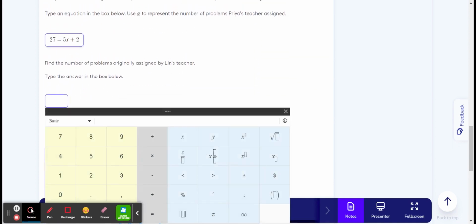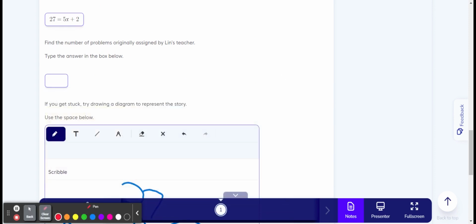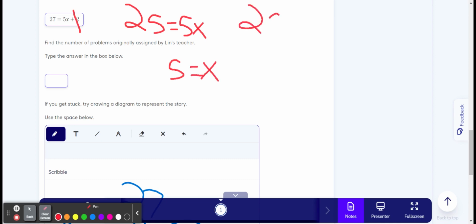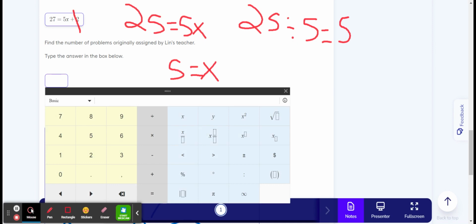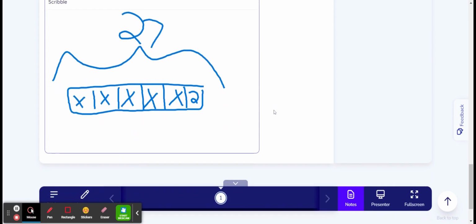Let's solve it. Always trying to get rid of loose numbers. So I'm going to take that 2 away. So then I have 25 equals 5X. What am I going to do now? I'm going to divide, guys. 5 equals X because 25 divided by 5 equals 5. So here in this box, 5. And that is how you solve both parts of this cool down.